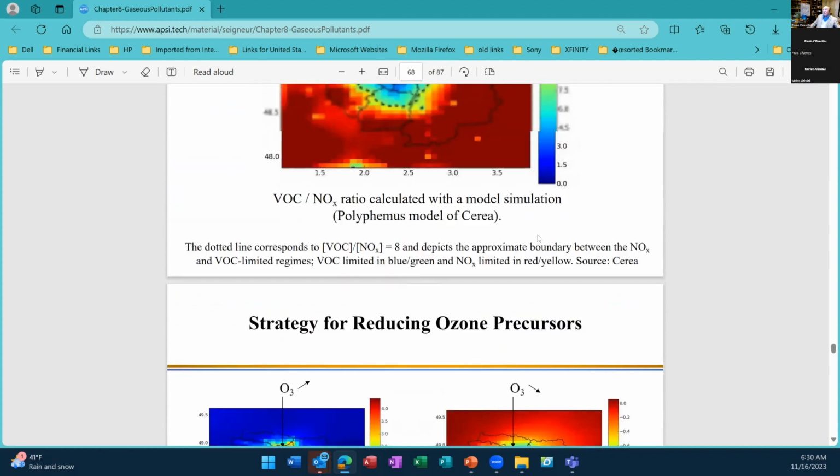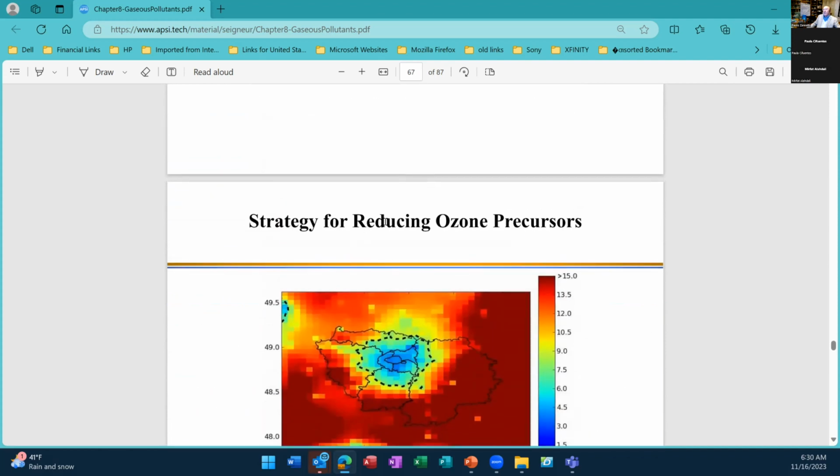So there are different strategies for reducing what? The ozone precursors. I cannot reduce emission of ozone because there are no emissions of ozone. I can only try to reduce, in a cost-effective manner, the ozone precursors, NOx and VOC.